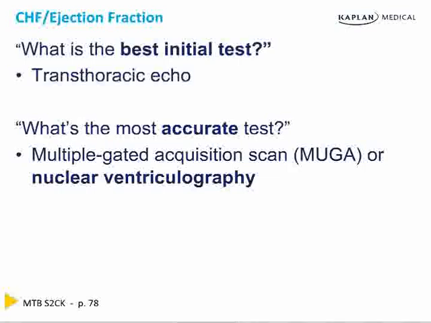A multi-gated scan. You inject a nuclear isotope into the bloodstream and see how much of that isotope is ejected from the heart. You inject and then watch how much is ejected and subtract end systole from end diastole, and you get an exact percentage. So rather than taking a two-dimensional image, I'm actually looking at the amount of nuclear energy emitted from the heart.